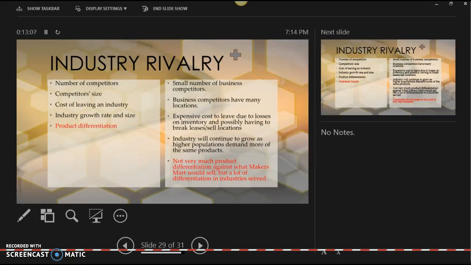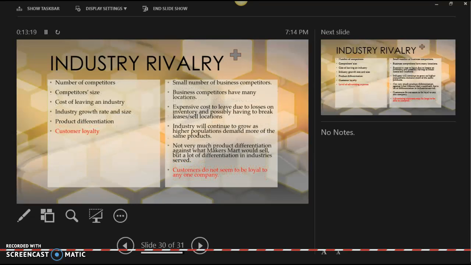For product differentiation, there's not much product differentiation against what Maker's Mart would sell, but a lot of differentiation in the industry served. Customer loyalty. Customers don't seem to be loyal to any one company. They can go pick up wood at Home Depot or Lowe's, and it doesn't really matter to them what store they go to pick it up. It would work the same with Maker's Mart. They could just come in there and pick up wood as well.